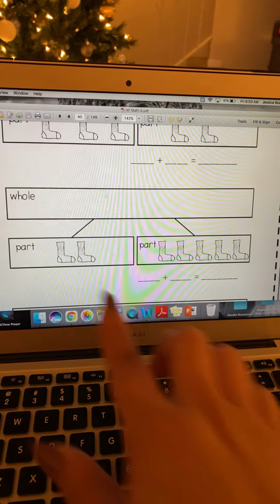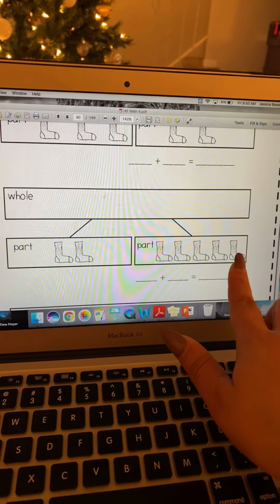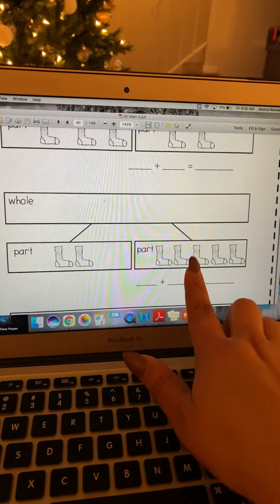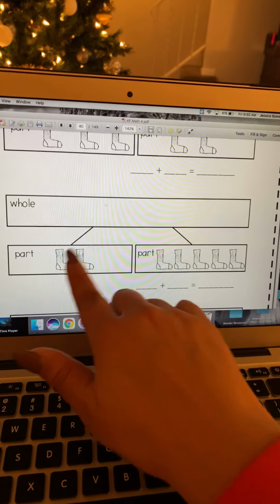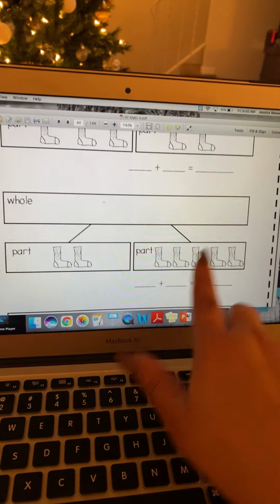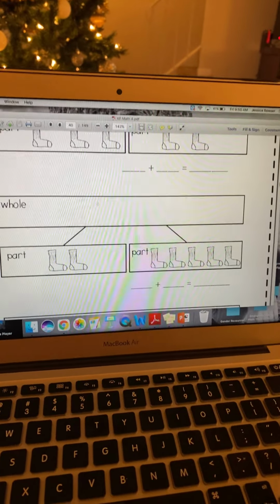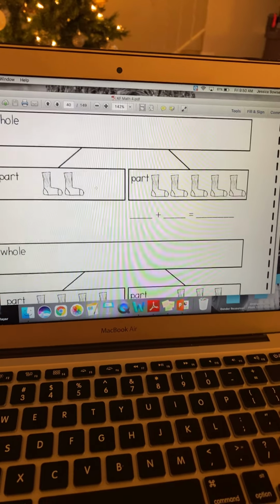Okay, you do this one. This one has 1, 2 socks. This one has 1, 2, 3, 4, 5. So 2 and 5. You'd put them together. You can write the numbers on the socks. Put them together. Figure out how many socks are all together, and you'll make your addition sentence. 2 plus 5. I'm not going to give you the answer. The bottom one, I'm not even going to tell you how many socks.